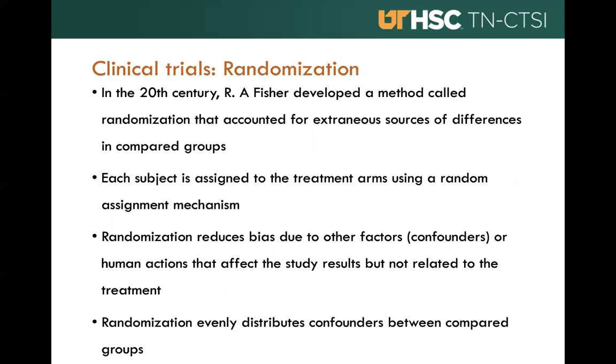So as I said, randomization is one of the very important qualities of clinical trials. In the 20th century, Ronald Fisher, the father of statistics, developed a method called randomization that accounted for confounding variables or external sources of differences in compared groups. Each subject is assigned to the treatment arms using a random assignment mechanism. We'll look in the next slides at some of the specific randomization methods. So randomization reduces bias due to confounding variables.